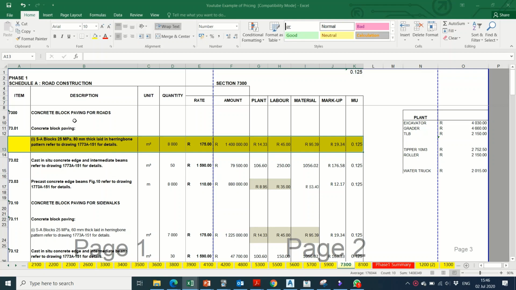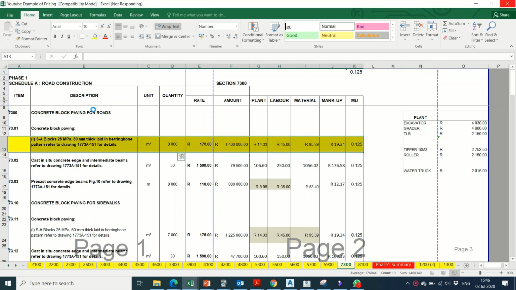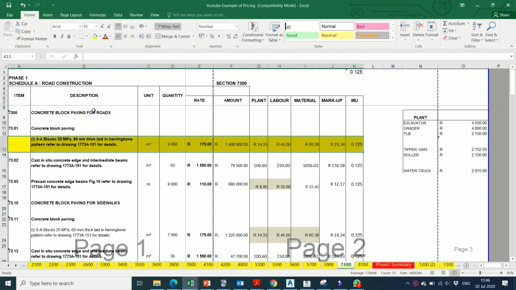But anyways, concrete block paving for roads. Under concrete block paving, you see the description, your BOQ would look exactly like this. Now, what happens is you send your supplier this description so that they can give you a quotation on an 80 millimeter thick laid block paving. This is just some interlocks that you purchase from the concrete block manufacturer.